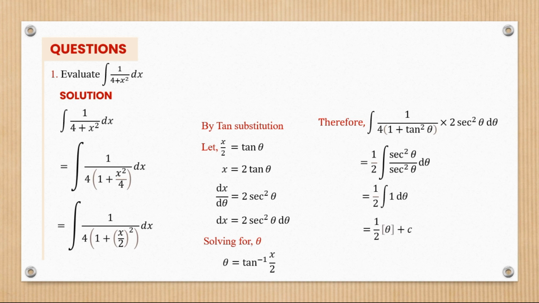So integrating 1, we have theta. So we have a half into theta plus c. But remember, theta is tan inverse of x over 2. So we're going to have a half tan inverse of x over 2 plus c, and that's going to be our answer.